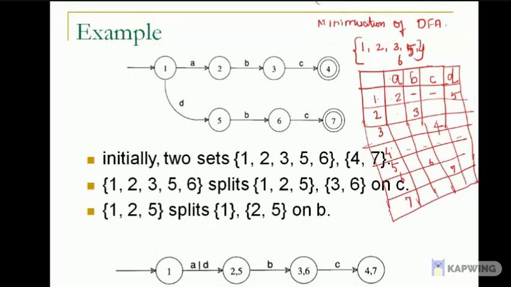Now, can you see any similarity in this one? 2 on B, it is going to 3. 5 on B, it is going to 6. So, shall we merge this 3 and 6 as a single state?